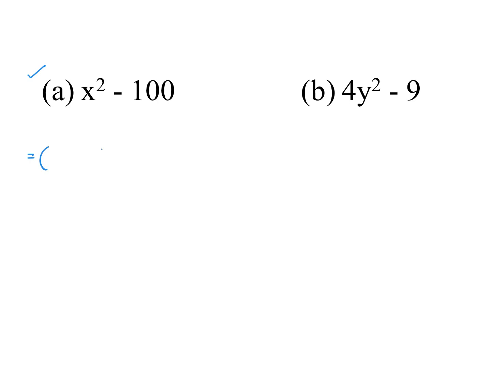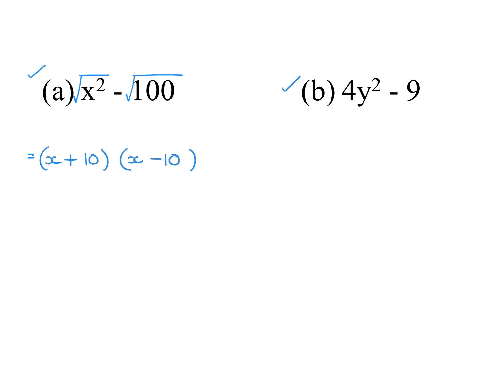So to do that, we draw two brackets, and then put plus in one and minus in the other, and then we take the square root of each. So let's start with the x squared. The square root of that is just x, so we'll put that here and there. And the square root of 100 is 10, so let's put that on both brackets. And this right here is our answer.